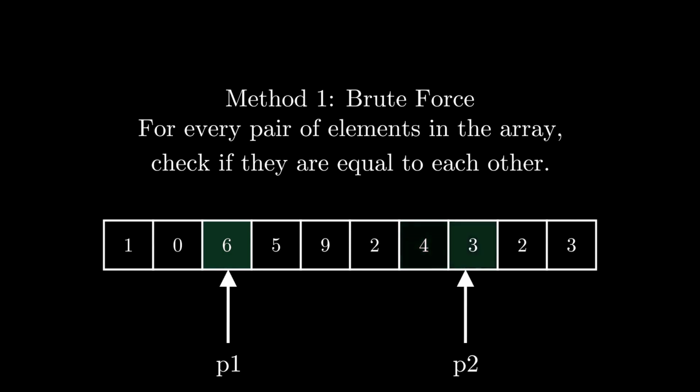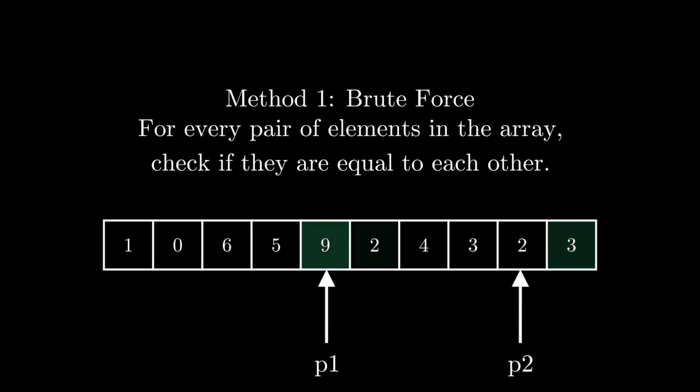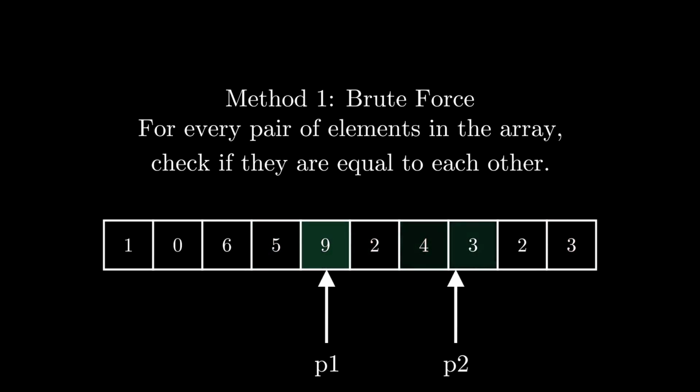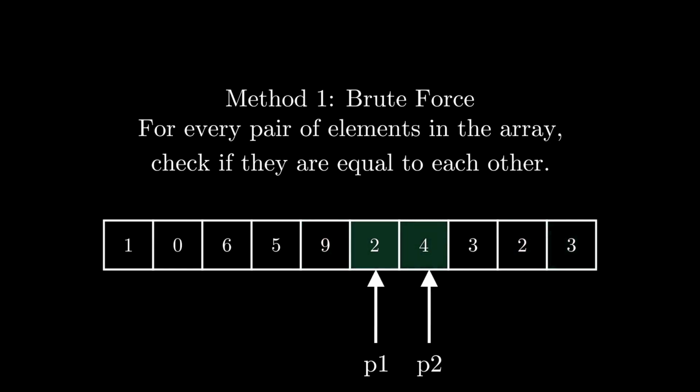Notice, P2 does not ever go behind P1, because if it did, then we would just be checking a pair that we've already seen before. Finally, the array at P1 and the array at P2 are equal to each other. We've found a duplicate, and therefore we can return true.